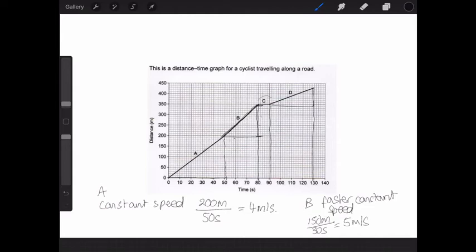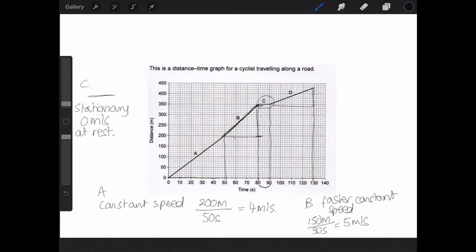Now in C, we've got one of those horizontal straight lines, and therefore we know immediately that nothing is moving. We're in a stationary 0 metres per second, no change in distance with the 10 seconds of time that we've got here. So the cyclist is at rest.